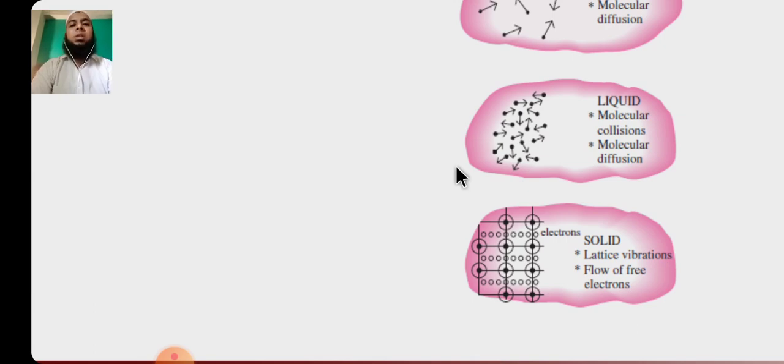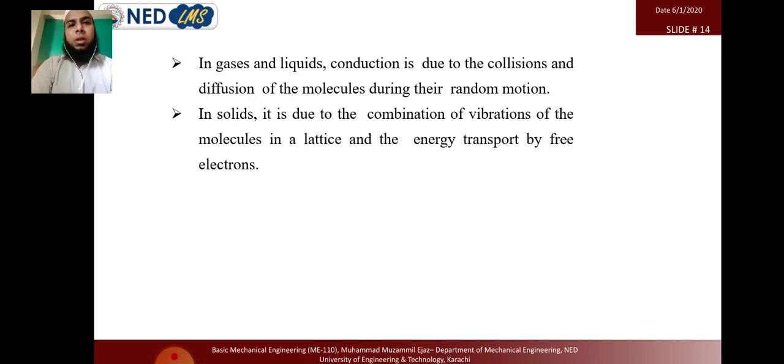Later we will discuss convection in more videos. In gases and liquids, conduction is due to the collision and diffusion of the molecules during their random motion. In solids, it is due to the combination of vibration of the molecules in a lattice and the energy transport by free electrons. This definition well defines conduction in gases, liquids, and solids. In solids, the molecules are fixed in their lattice, so heat can only be transferred by the combination of vibration motion. But in liquids or gases, the molecules are free to move, and due to the collision and diffusion of the molecules during random motion, conduction transfer takes place.